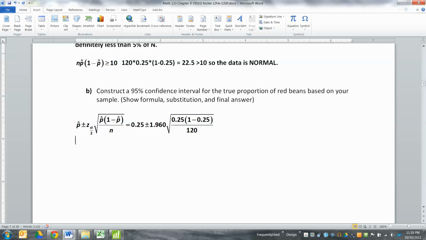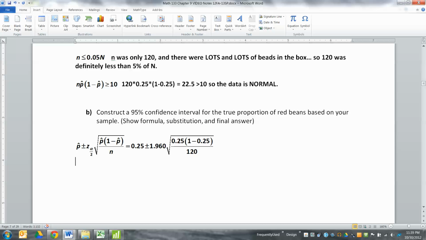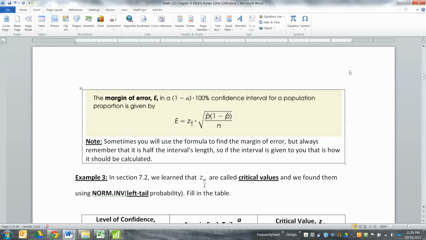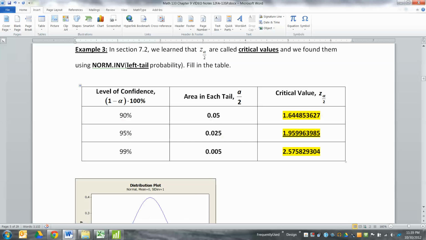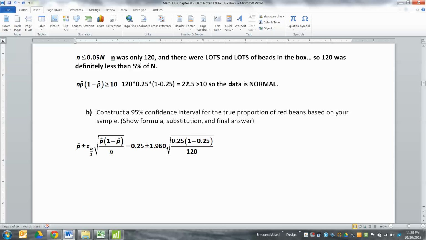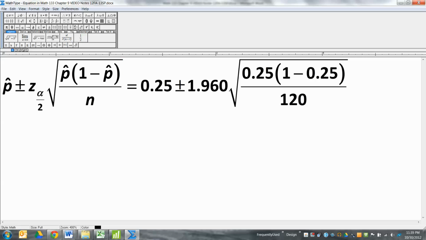Okay, so now we need to construct a 95% confidence interval for the proportion of red beads based on our sample. So the formula for that was back here on this blue box a couple pages ago. There it was: p hat plus or minus z alpha over 2 times the square root of all that stuff. Okay, so I wrote that down. There's the formula part right there. And then you want to substitute into every aspect of that formula.